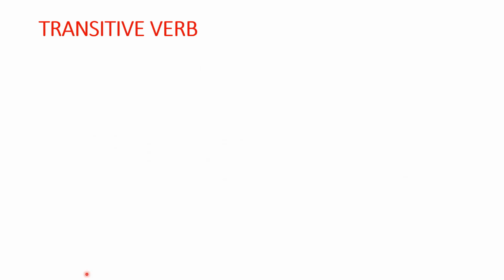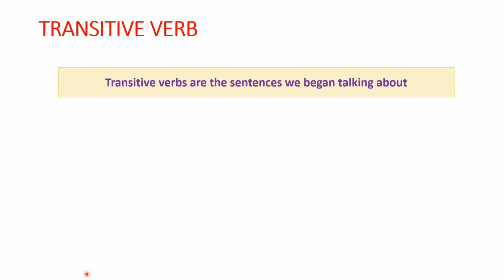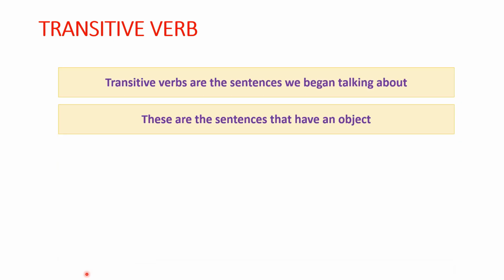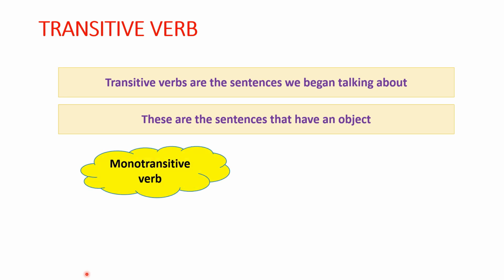Well, what is transitive verb? These are all the sentences we began talking about. These sentences will have subject, verb, and the object. And this transitive verb can be broken into two categories. One is monotransitive verb and the other is ditransitive verb. Let's see about this in the next slide.